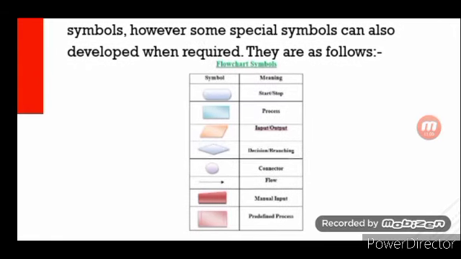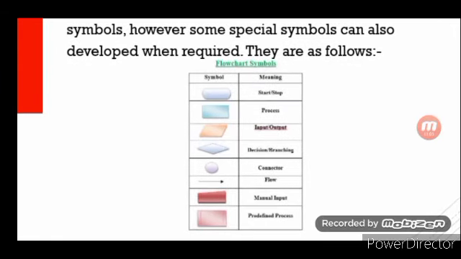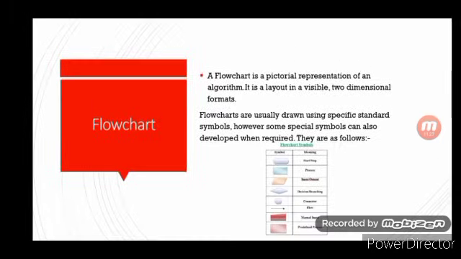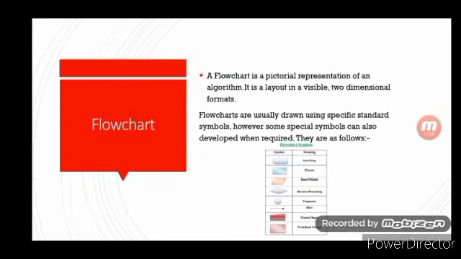The first symbol is start and stop. When we draw this symbol in our chart paper or in our designing, we consider this as a start or stop. The next, the rectangle, is process. This one is input output, decision making, decision or branching, connector, flow, manual input, predefined process. Okay, these are the symbols, and there are many more symbols. I have not taken all the symbols here. These are the symbols required for the presentation of a flowchart.